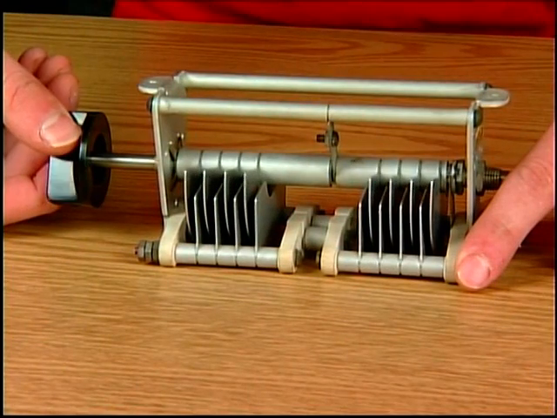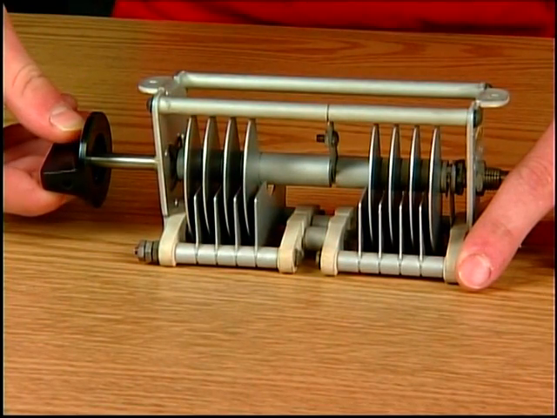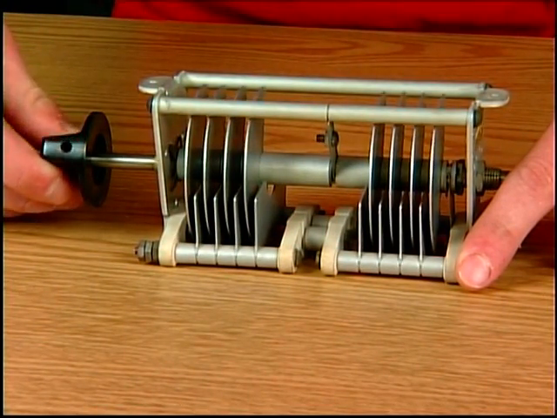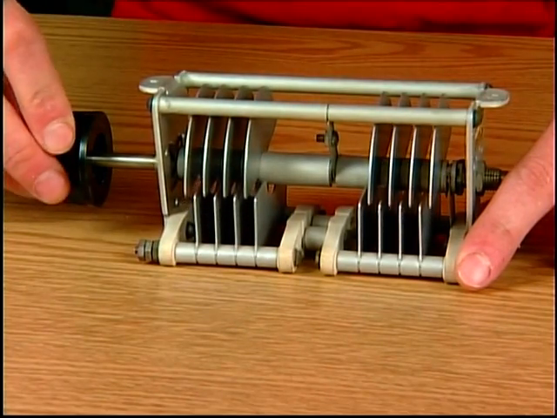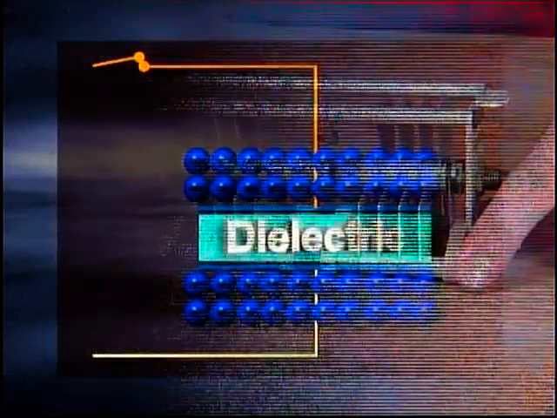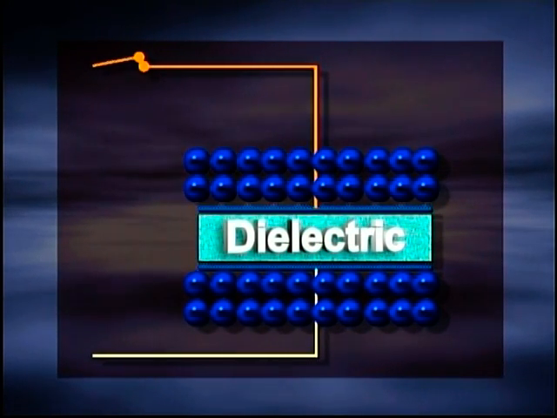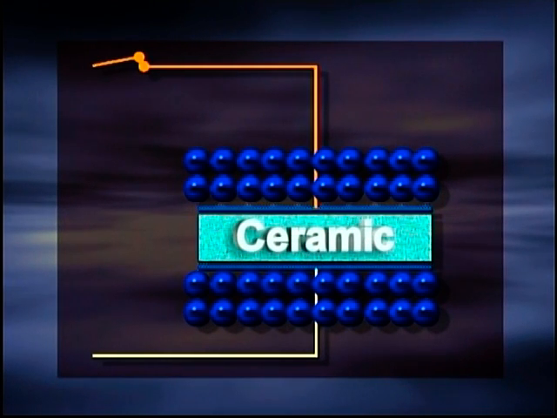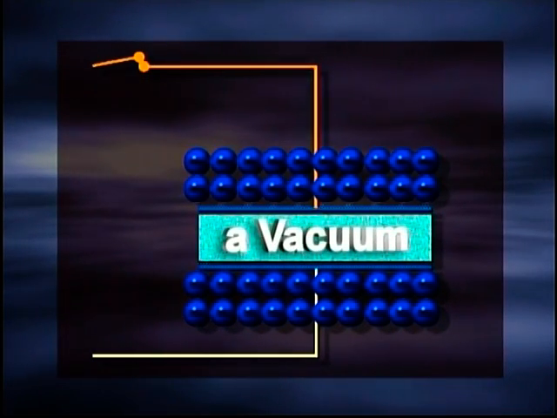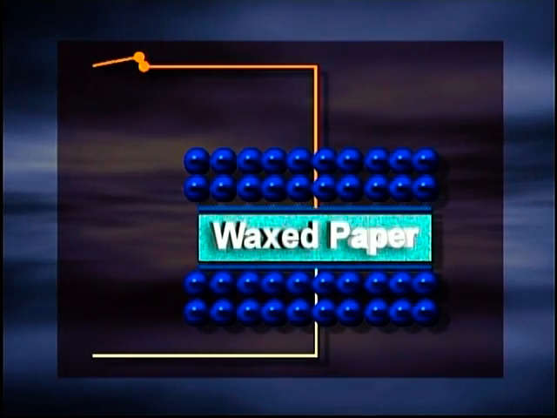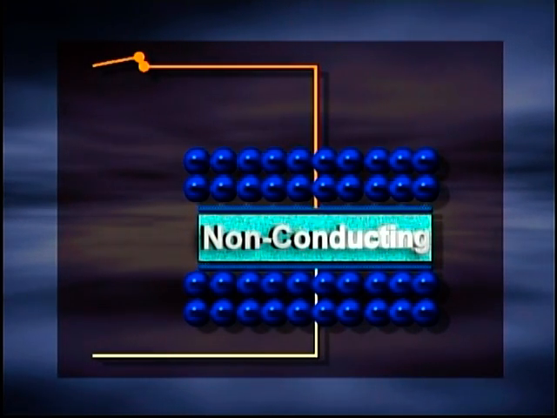Capacitance is the ability of a circuit or a device to oppose any change in the circuit voltage and to store electrical energy in an electric field. In general, a capacitor consists of two conducting surfaces separated by an insulating material. The conducting surfaces are called plates, and the insulating material between the plates is called the dielectric. The dielectric between the plates may be ceramic, a vacuum, glass, air, waxed paper, or any other non-conducting material.